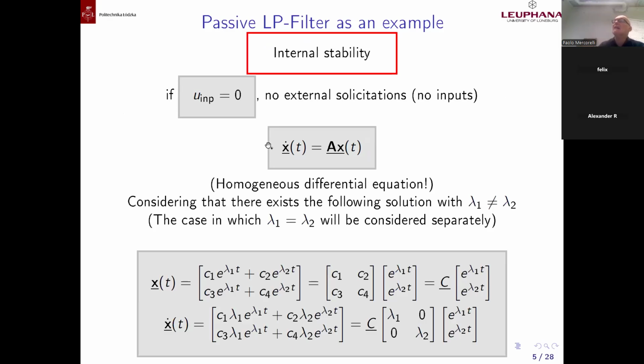Let me analyze the internal stability. I told you about the internal stability many times. Basically, we want to analyze the free answer. We are in the presence of a homogeneous differential equation. In general, we have two equations, but it's the homogeneous case. If I say differential equation, it is nevertheless correct, because a system of differential equations of first order corresponds to a differential equation of the second order. Probably you did this in math, but at this moment it's not relevant to go in depth, just to recall it.